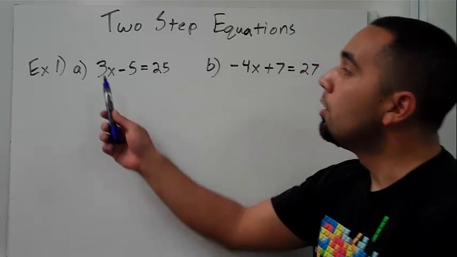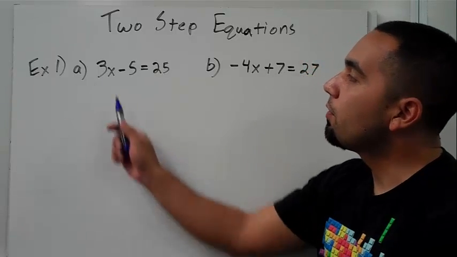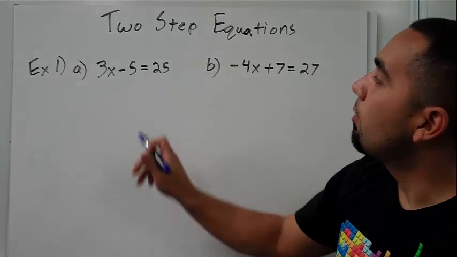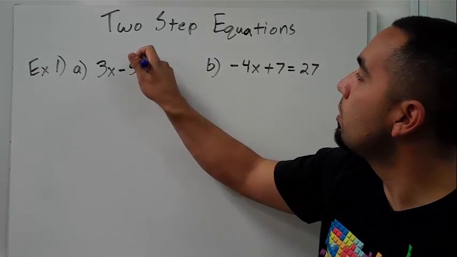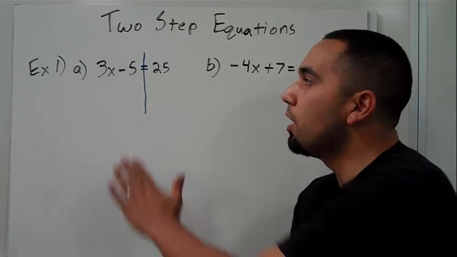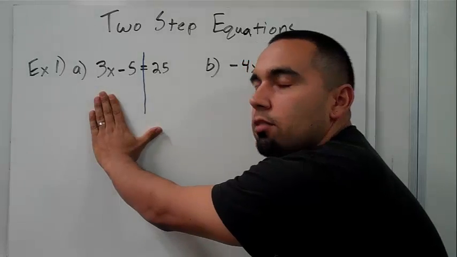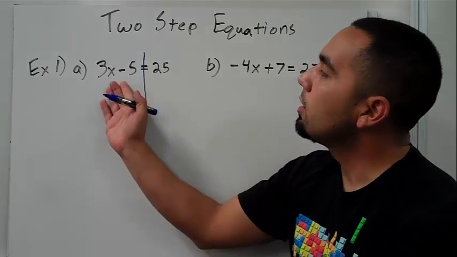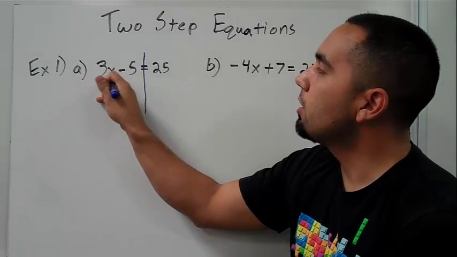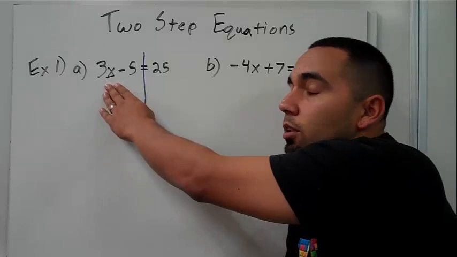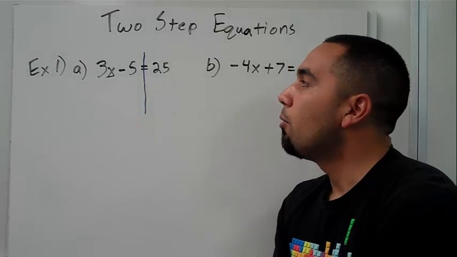Okay, so example 1, we have A, we have 3x minus 5 equals 25. Okay, and again, I want to make sure that when we're doing these problems that we split our equal sign so that we know that whenever we do one thing to one side, we must do it to the other side, right? So I'm going to look at this side because I want to get the variable, x, by itself.